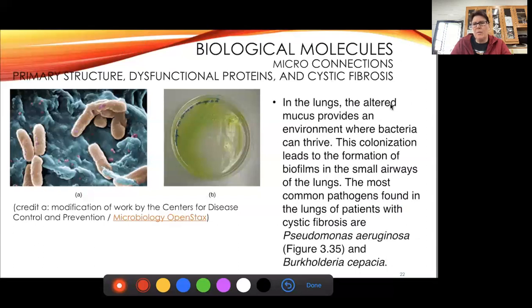Also, like I said, it gums up their pancreas, and they have a lot of trouble digesting their food because they can't get the proper enzymes into their digestive system to break down the food that they eat. Now we give them digestive enzymes, so every time they eat something, they have to take digestive enzymes with it.